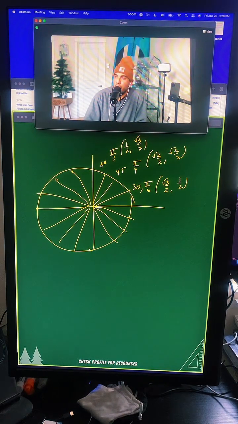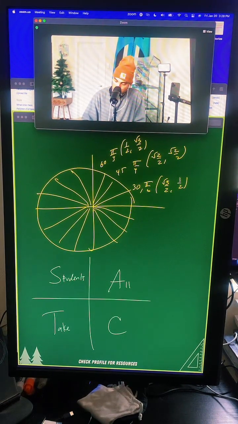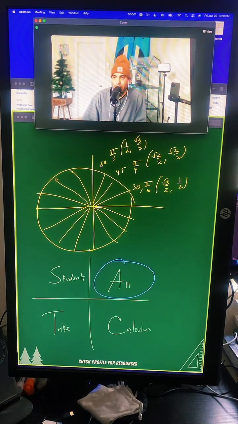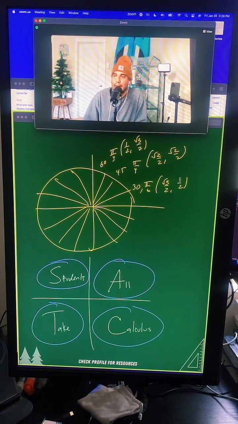Okay, and Fuzzy Ball said all students take calculus. I think that's always important to remember. What they mean by that is it tells you which values are going to be positive. For example, in the first quadrant, all the values are going to be positive. In the second quadrant, students, S is for sines, so the sines are positive. Take, T, so the tangents are going to be positive. And then the last one, calculus, the only value that is going to be positive here is cosine. Okay, some people say CAST.